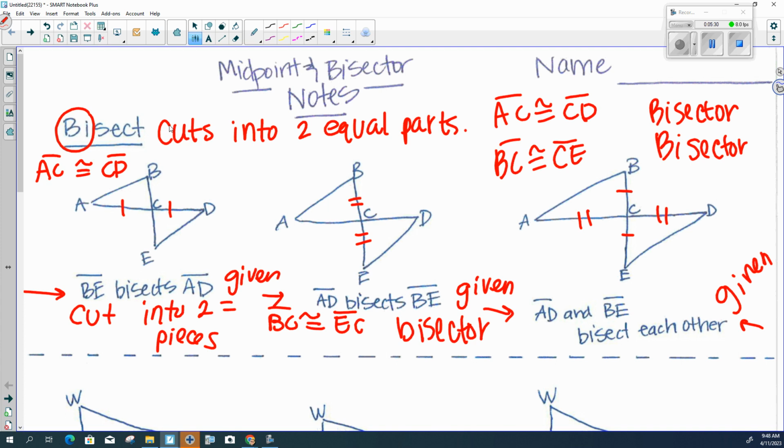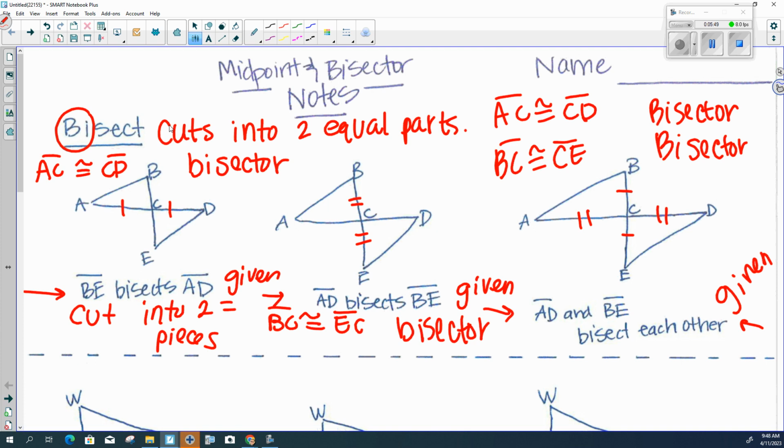Yeah, and why can we conclude that? What's the reason? Yes. Definition of segment bisector. You really can write that if you want. I just write the keyword. It's a bisector. Okay, this is going to come in handy.